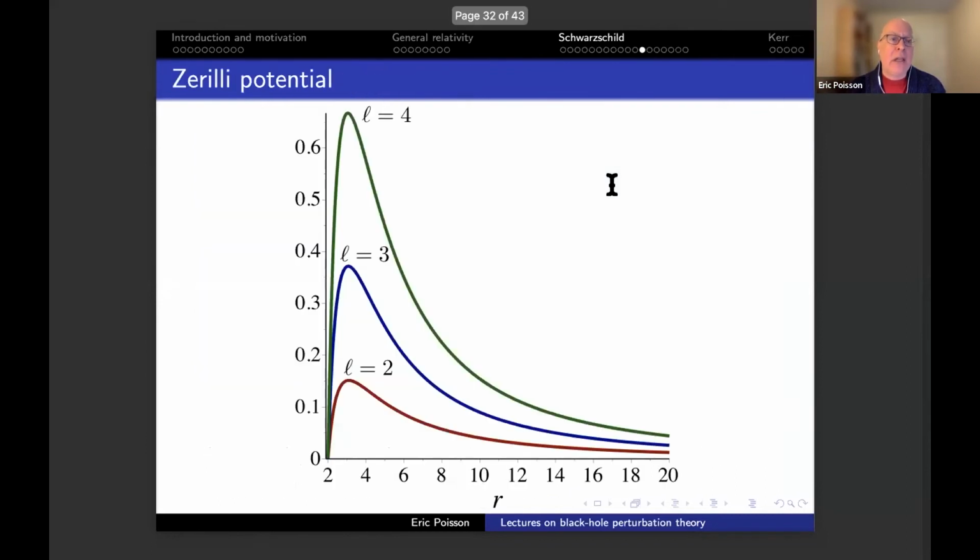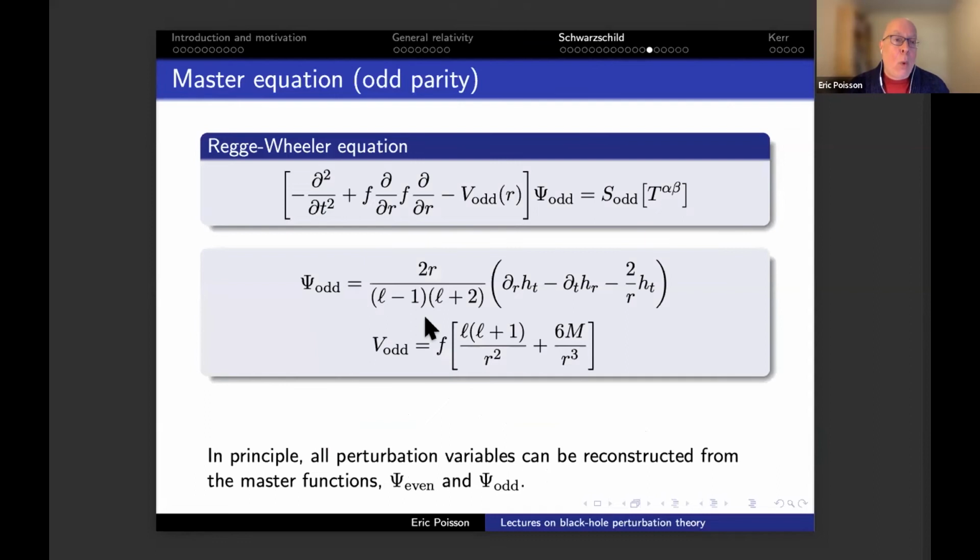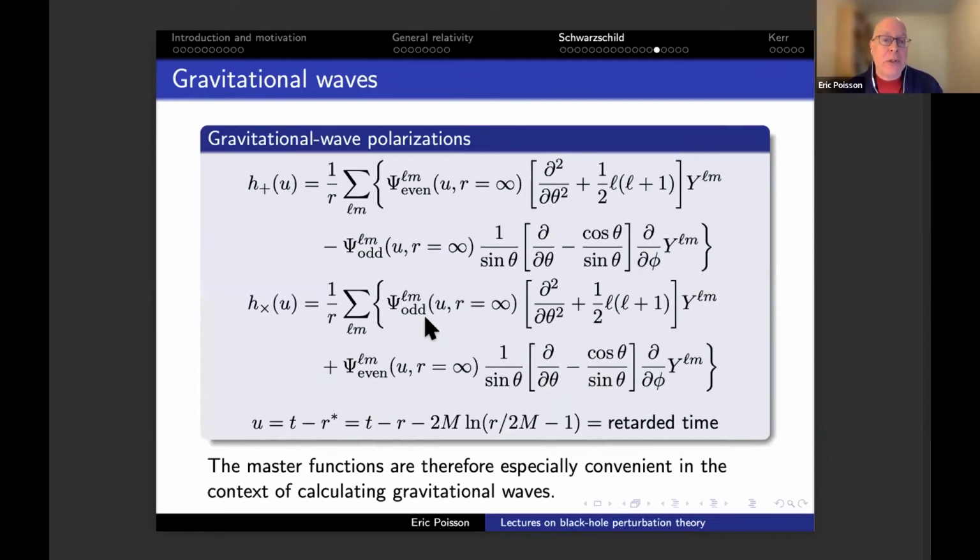The Regge-Wheeler potential doesn't look very different from that. It's slightly different, but qualitatively it looks exactly the same. Once you have those master variables, if you have a solution for the master variables anywhere in space, you can reconstruct the full metric perturbation anywhere in space. There's an algorithm that allows you to do that. But if what you're mostly interested in are the gravitational waves at infinity, you can reconstruct the two gravitational wave polarizations. Excuse me.